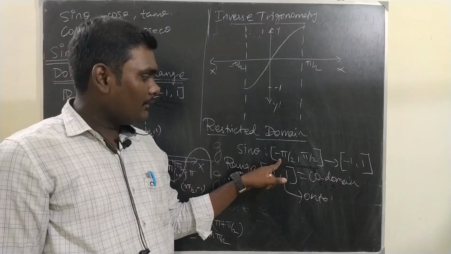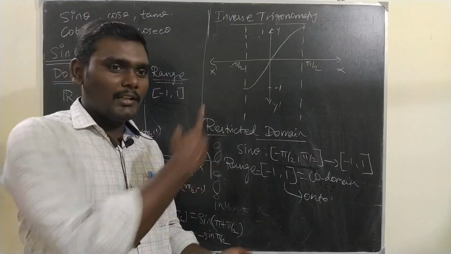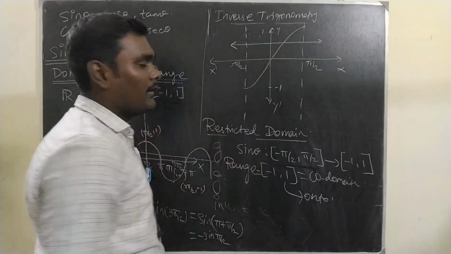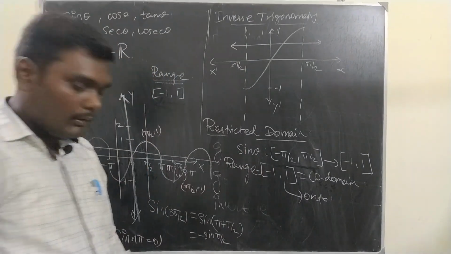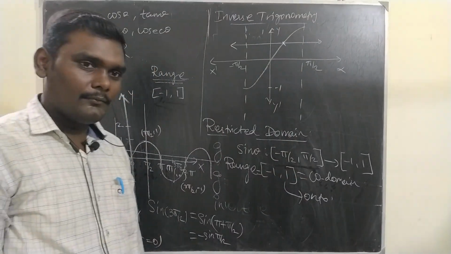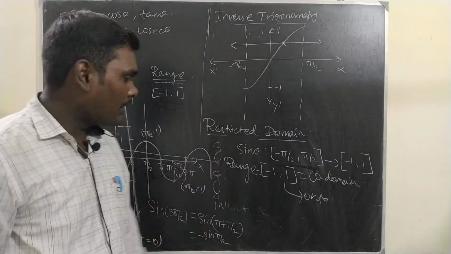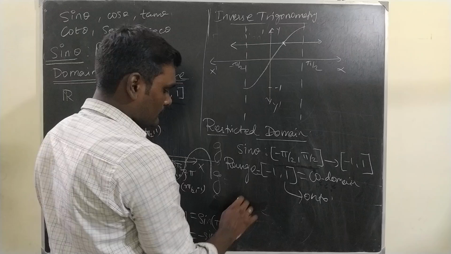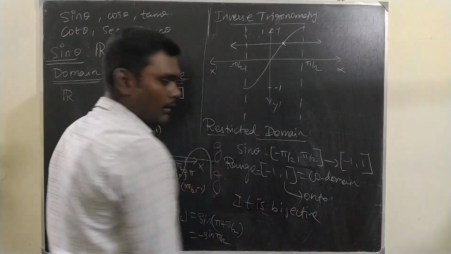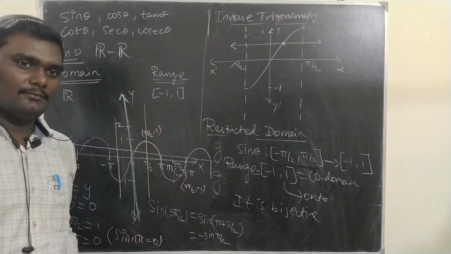Here all the elements should be mapped to a unique element, right? We'll do the horizontal test right now, whether this passes or not. How many points is it intersecting? Only one. Is this one-to-one? So it is one-to-one and onto. Then what kind of function is it? Bijective. We turned one useless guy into a useful one.